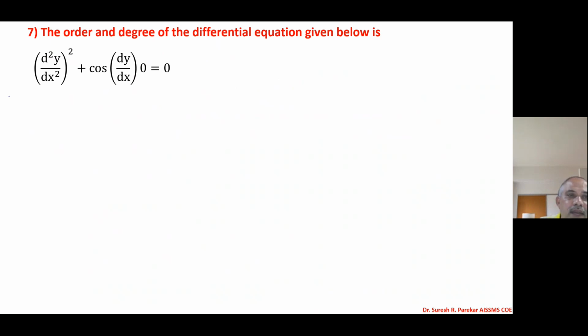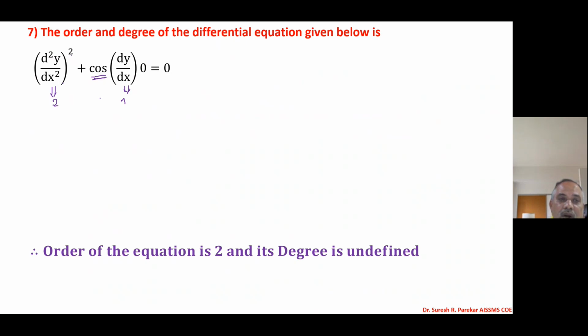Now here the order, again we are going to say the highest derivative. So here we have highest derivative 2. Here we have 1. So the order is 2. Now degree. We can have here 2, but if you see, we have this transcendental function, that is cos, and in that case we cannot define degree. So whenever we have log, transcendental functions, negative power or fraction, in that case we cannot define degree. So we have order 2 but degree is undefined.